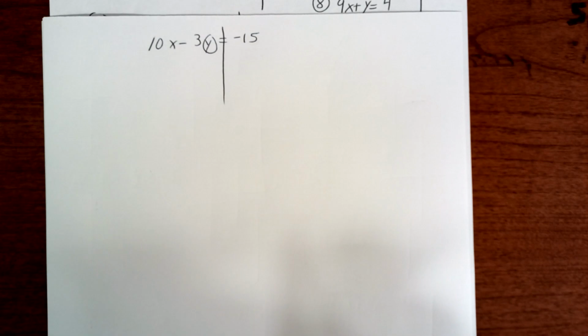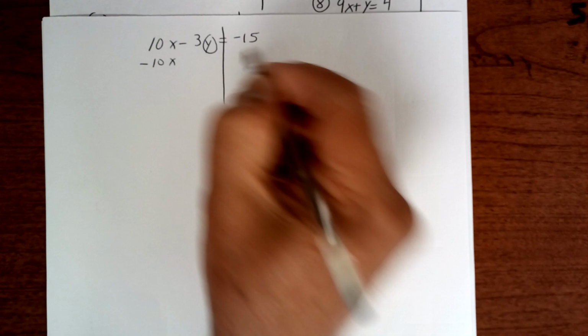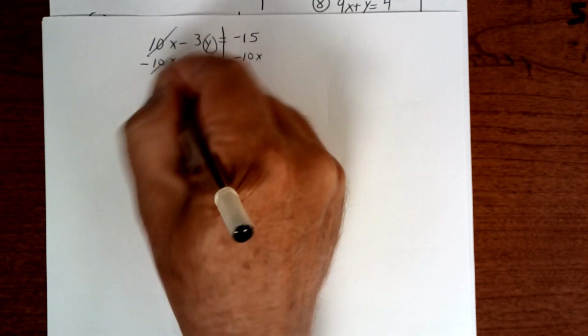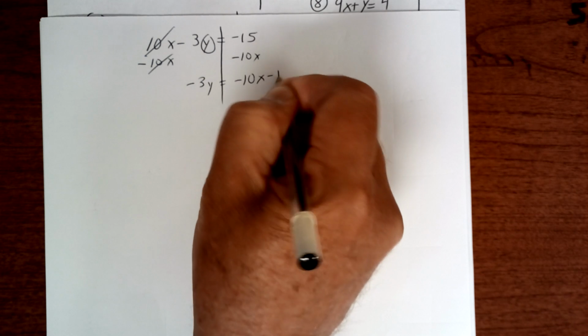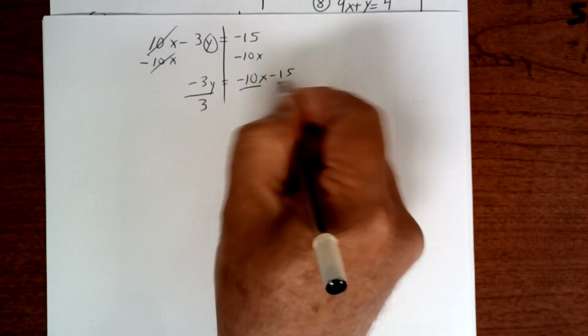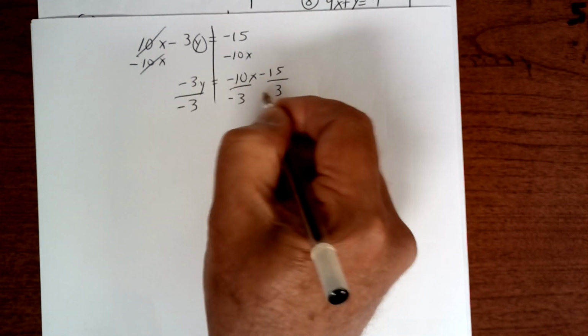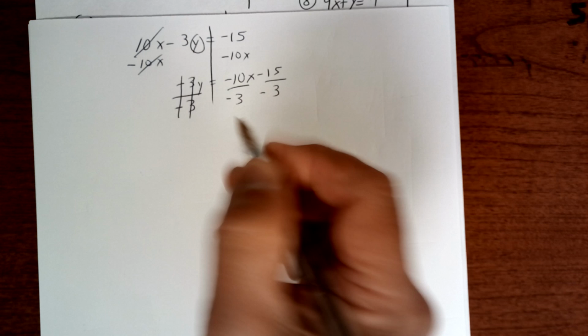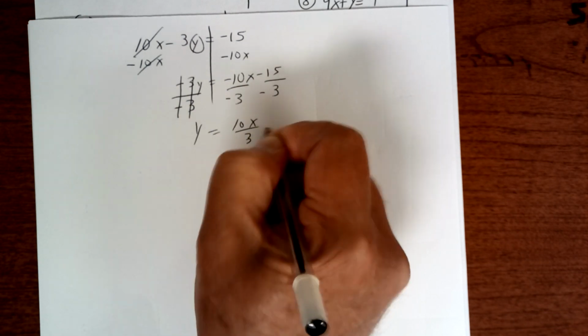To work that, you're going to subtract 10x from both sides. Okay? And then you're going to divide by negative 3. Now you don't want to divide just by 3 because you want to get rid of that negative. So put a negative here. Remember, two negatives make a positive. So you get 10x over 3 minus 5.